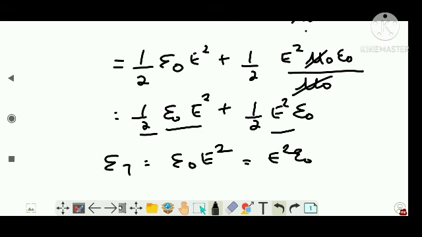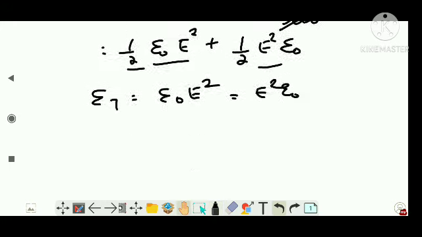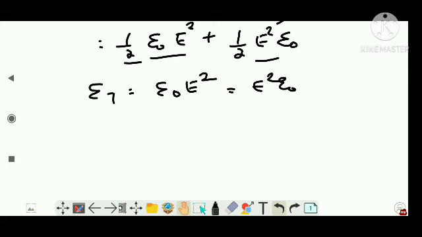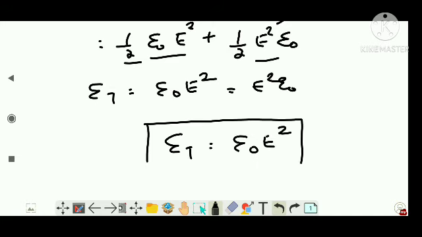So the energy stored per unit volume by an electromagnetic wave when it is traveling from one place to another is given by Et is equal to epsilon naught E square. Clear? Right. Now, what are all the properties of electromagnetic waves?